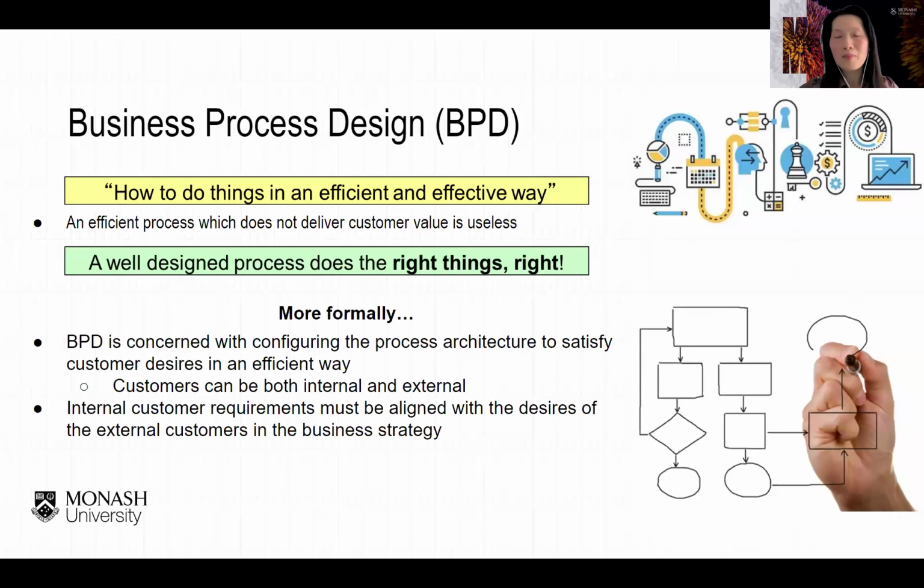More formally, it's about design. That's why here we talk about configuring the process architecture. You might think of yourself as a designer or architect that requires some creativity, and whatever you design needs to satisfy the customer's desire in an efficient way. Because we are business information systems, quite often we talk about business objectives and customers, because that's what we do, for the business or for organizations, and we want to add value to our customers.